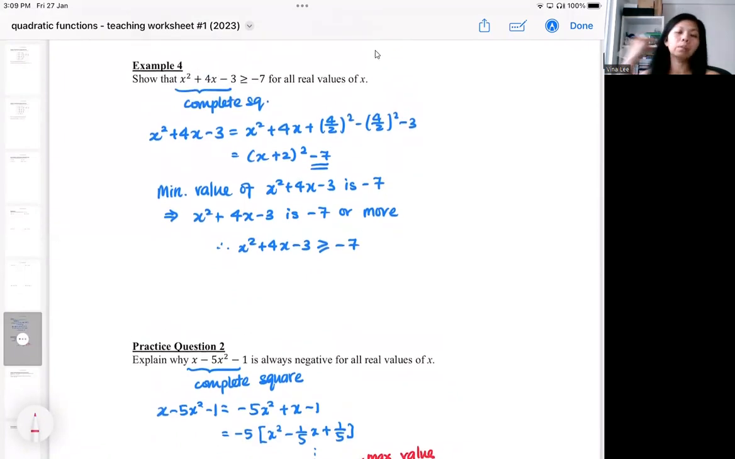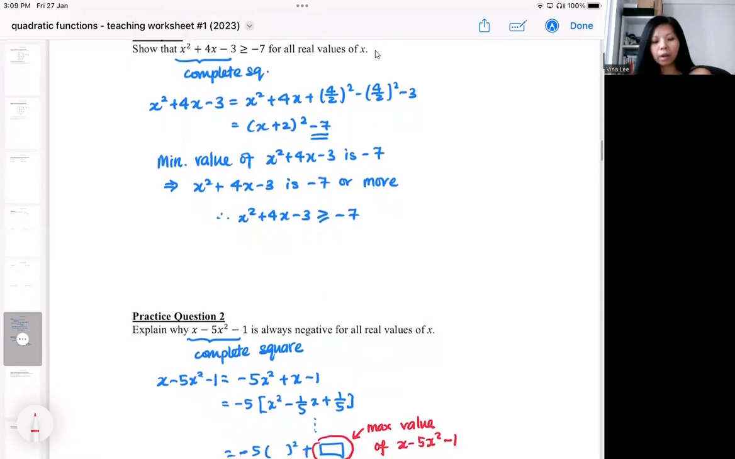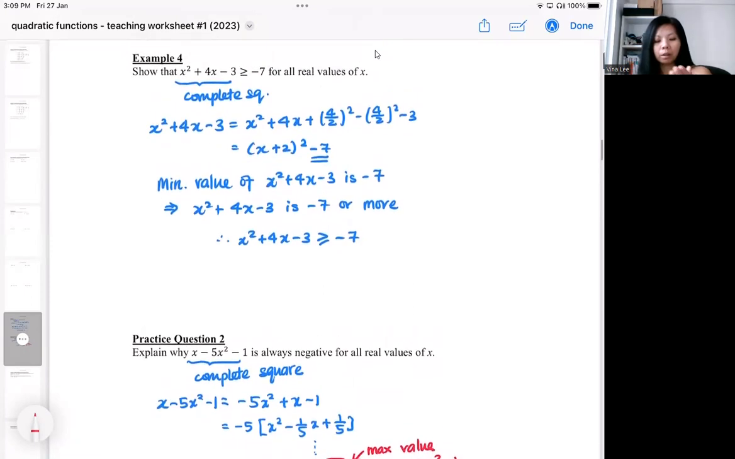So we utilize completing the square. Completing the square can't tell you much. It can just tell you the maximum and the minimum. Later on, this idea will be translated to some real world context. So just bear in mind, whenever you complete the square, you are trying to extract out the maximum or minimum value.